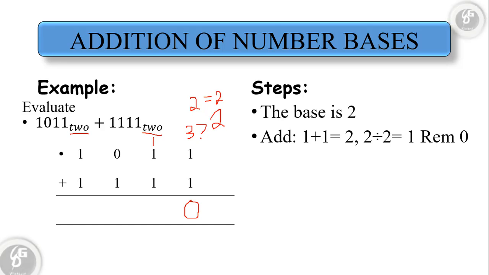So what do I need to do again? I need to divide this 3 by 2. So 2 goes in 3, that is 1 remainder 1.